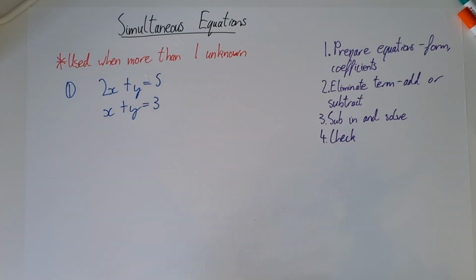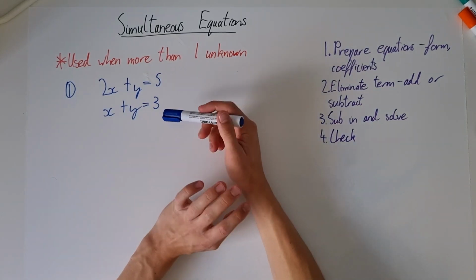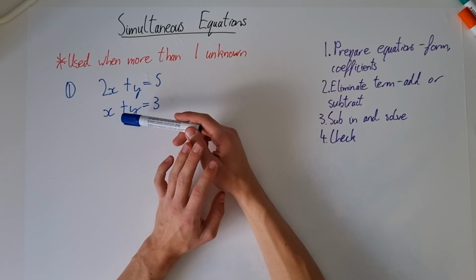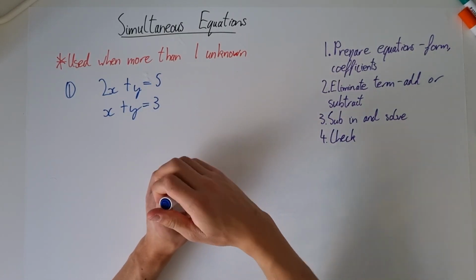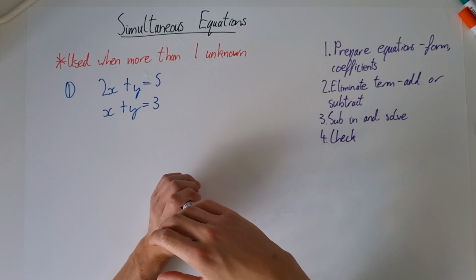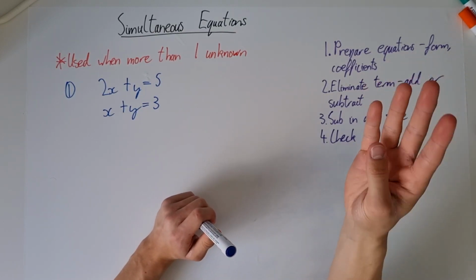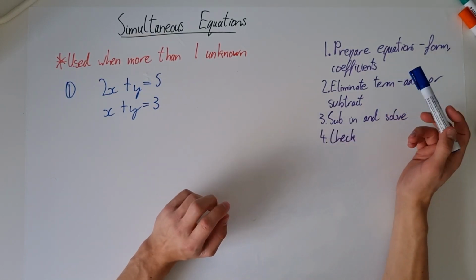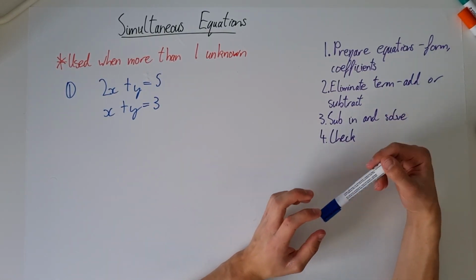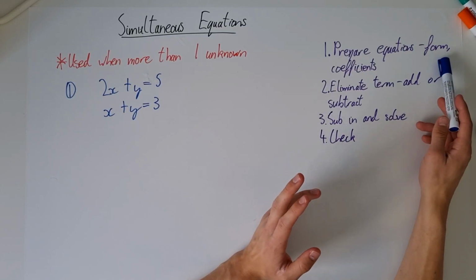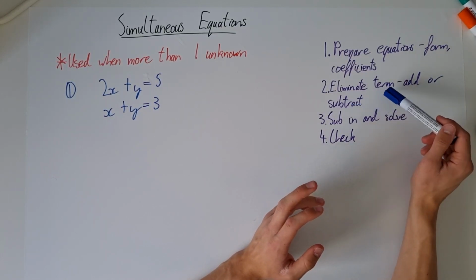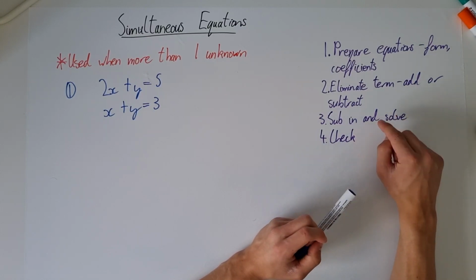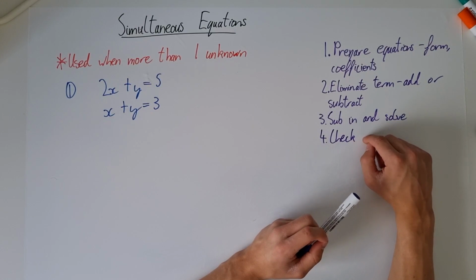When we have two equations with the same variables in each, x and y, we can solve them to find the individual values of x and y with 100% certainty. So to do this, we have 4 steps we have to remember and use. And these 4 steps are, first of all, we have to prepare the equation in terms of its form and its coefficients. Next, we eliminate one of the terms by adding or subtracting the equations from each other. Third, we sub in and solve. And then fourth, we check it.